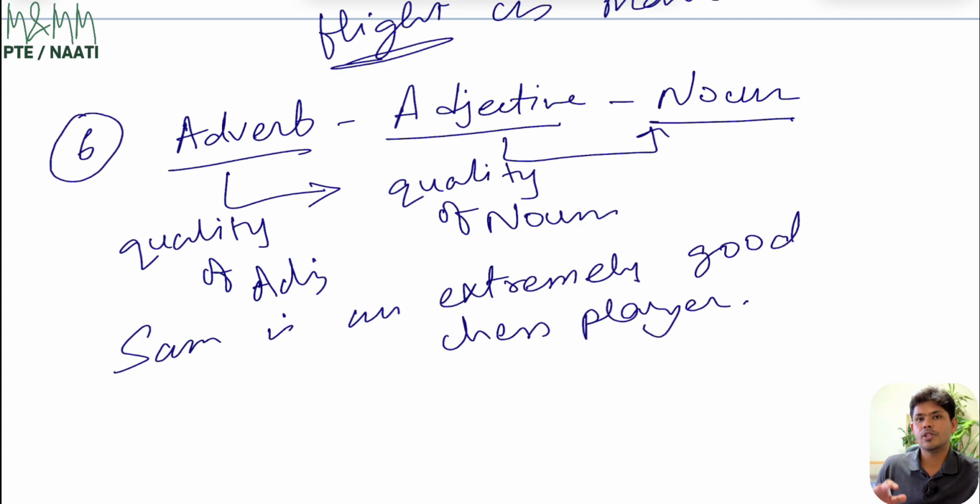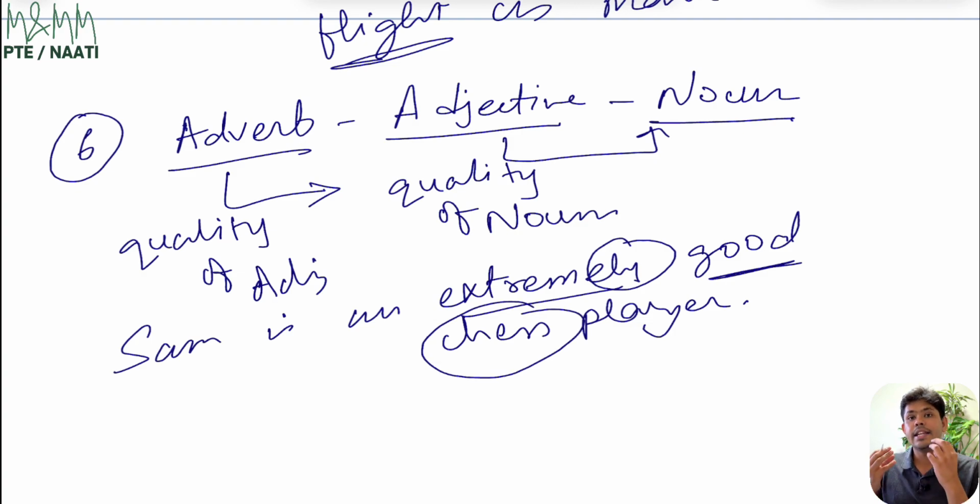Now, what you can do is you can pause the video and try to figure out what is the noun here, what is the adjective here, and what is the adverb here, all right? Simple. Ly is my adverb. Ly at the end. Extremely is my adverb. Good is my adjective because it is trying to show some quality. Quality of what? Chess is the name of a sport. So chess is my noun over here.